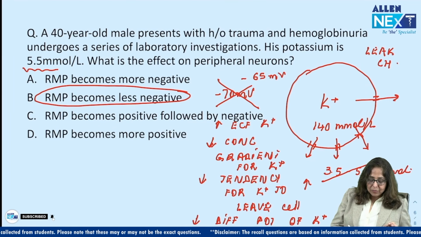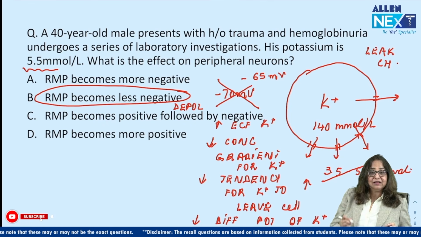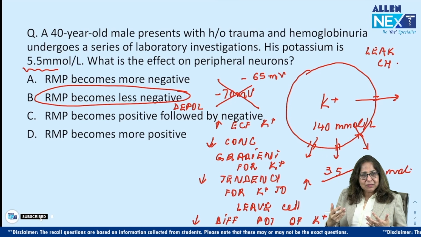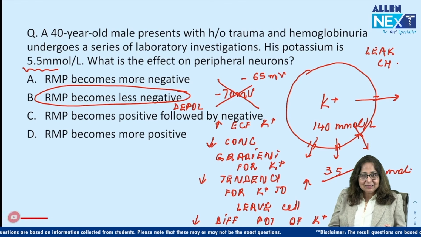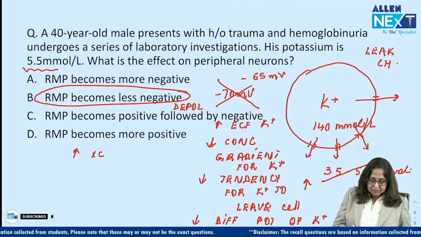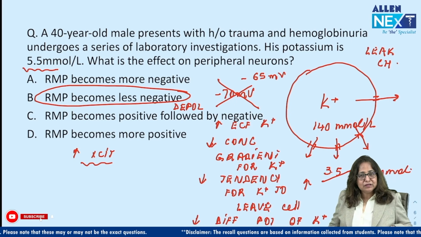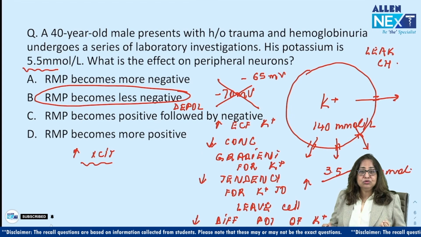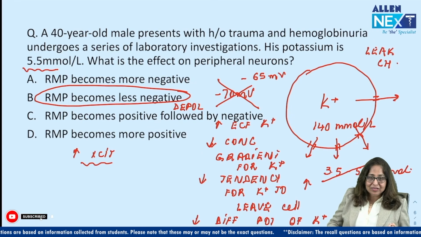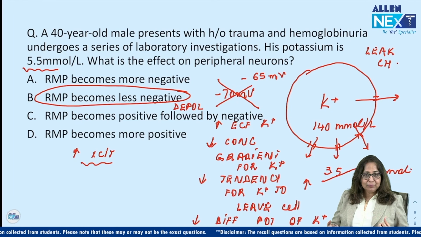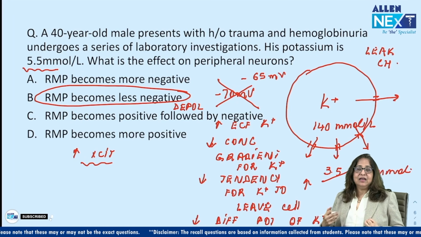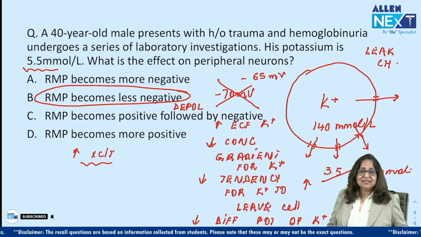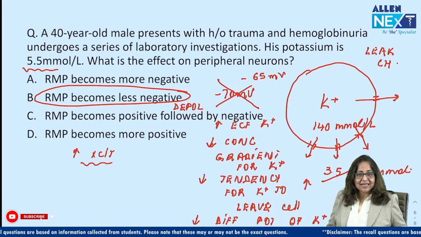That means the cell will be depolarized at rest. A less negative resting membrane potential means increased excitability of the cells. You can correlate it clinically: mild to moderate hyperkalemia is usually associated with cardiac arrhythmias because the cells are depolarized, with increased excitability. So the answer to this question: this is a mild hyperkalemia and the resting membrane potential will become less negative.